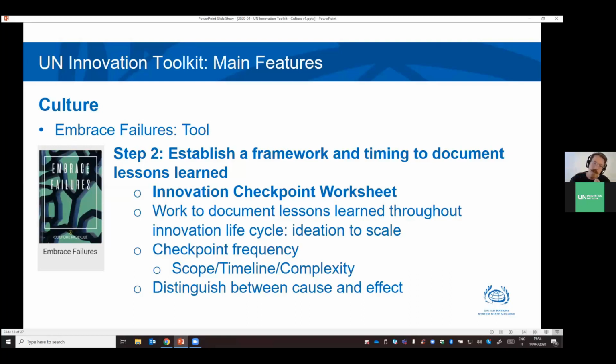We need to think about the frequency of our checkpoints. What is the scope of this innovation? How long is this innovation? If it's a 6-week process, then perhaps we can build in shorter term check-ins. If it's a year-long process, when is it that we need to be necessarily looking at those check-ins, and how does that tie into our communication strategy?